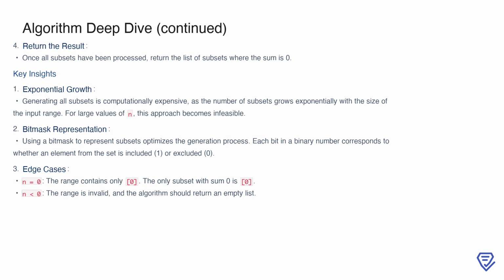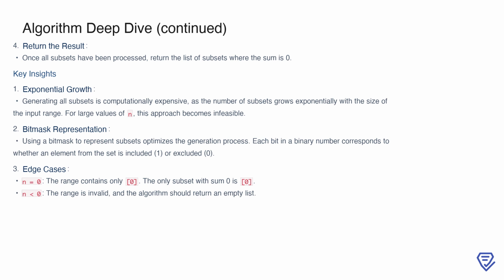However, there are key insights to keep in mind about this approach. First, generating all subsets is computationally expensive due to the exponential growth in the number of subsets as the size of the range increases. This means that for large values of n, the algorithm becomes infeasible. Second, using a bitmask representation to generate subsets helps optimize the process by efficiently encoding the inclusion or exclusion of elements. Finally, we must handle edge cases.